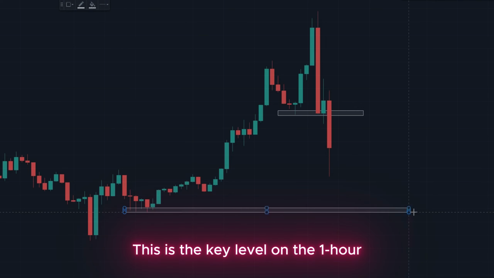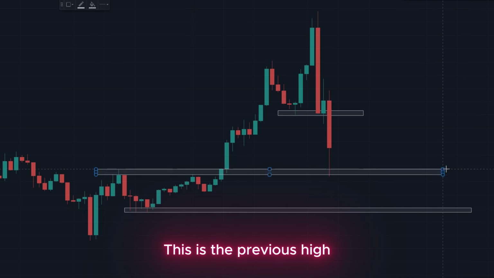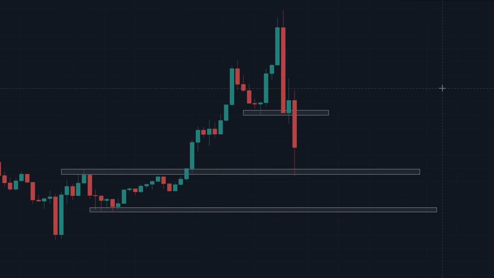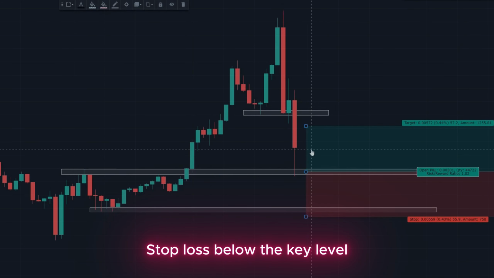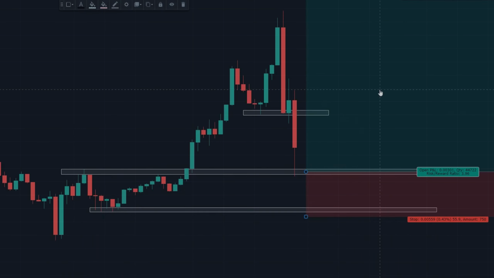This is the key level on the 1 hour. This is the previous high. We could place a limit order. In this case, stop loss below the key level. Target up here with an RR ratio of 1 to 4. We could totally do that.